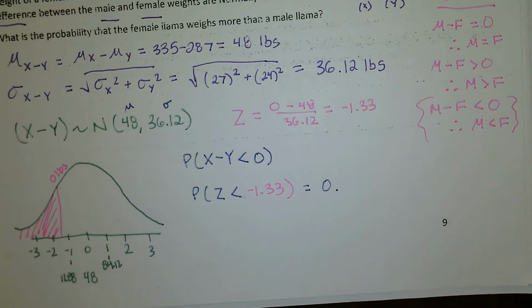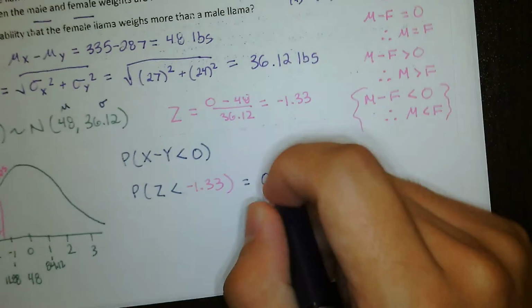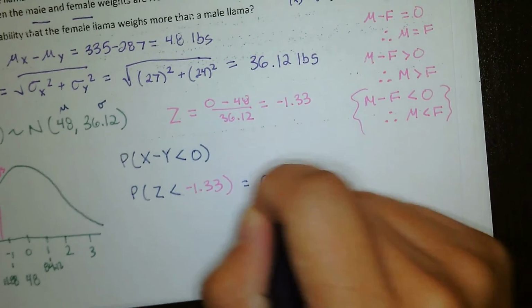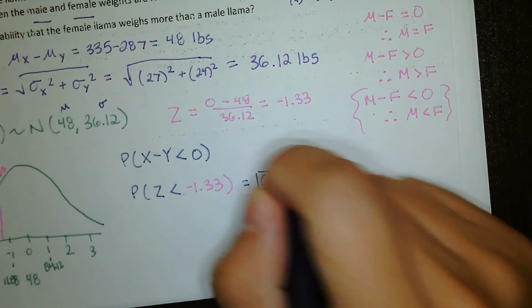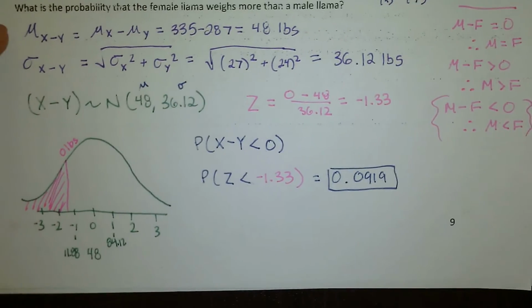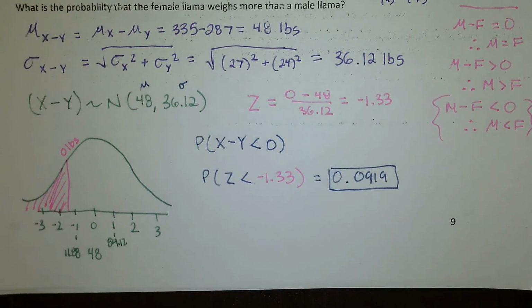Okay, let's see. 48, 36.12. Okay, let me try this again. Okay, and I got 0.0919. This just would have been easier for my table, which is why I prefer the tables, but I don't have my table at home. So I had to go to the calculator here. But either way, you would be able to obtain this result. So there's actually a 9.19% chance that the female llamas will weigh more than the male llamas.